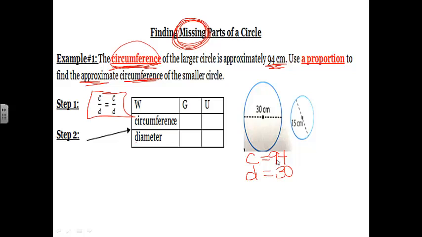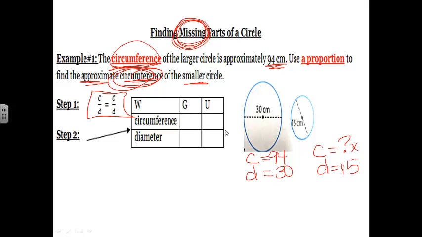Okay, so since we had to find circumference and diameter of the big one, we got to find circumference and diameter of the smaller one. So our circumference of the smaller one is what? Well, it's our unknown. We don't know. Okay, it's our x, because it says use a proportion to find the approximate circumference of the smaller one. So we don't know what the circumference is, but we do know what the diameter is because it gives us that part. Okay, so pretty easy.